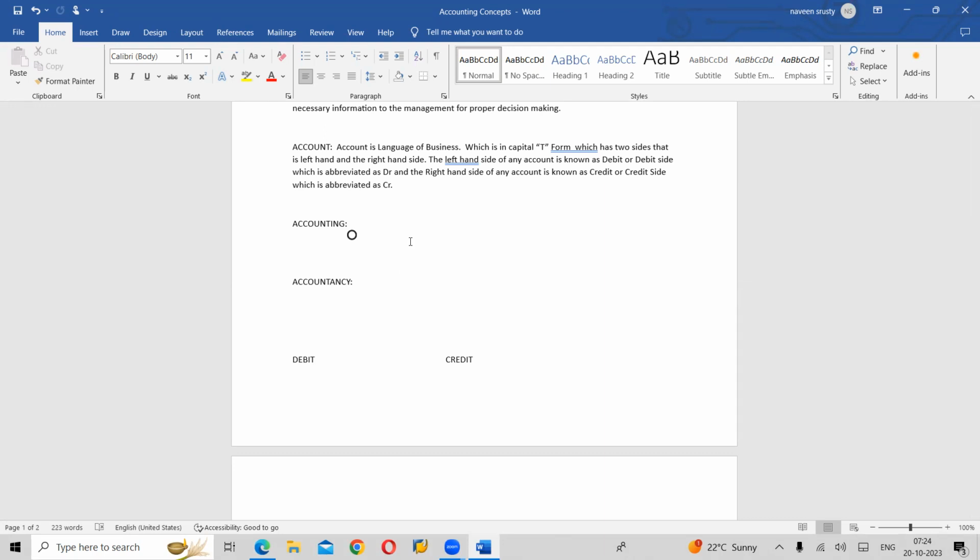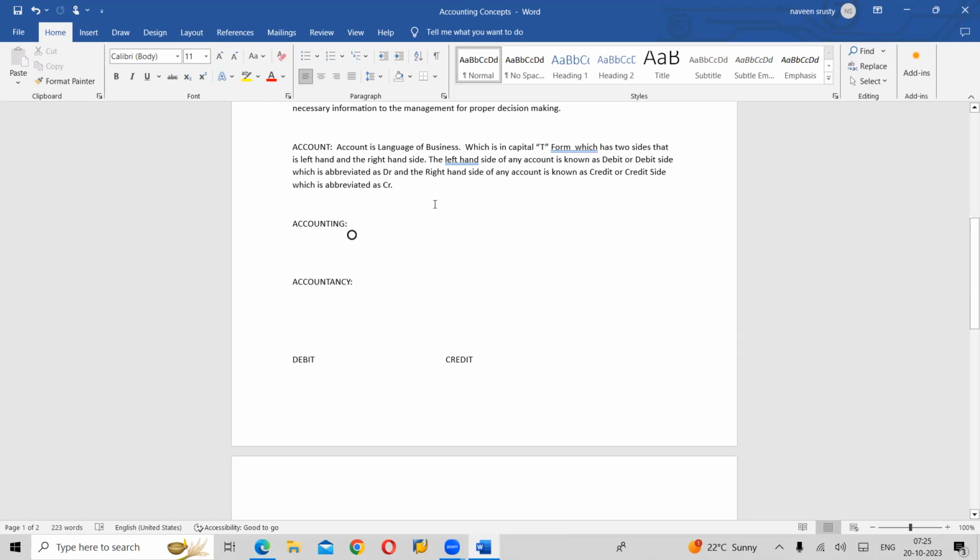Debit is a part of an account which comes on the left hand side. Yeah, debit is nothing but the left hand side of any account. If someone asks you what you mean by debit, the left hand side of any account is known as a debit or debit side. The right hand side of any account is known as a credit or credit side. Simple. Is that clear? Yes, Naveen. So what do you mean by accounting?